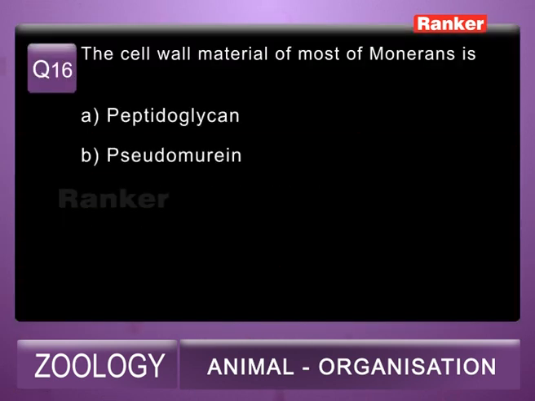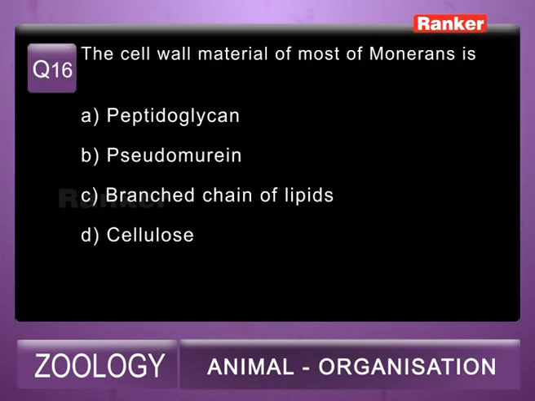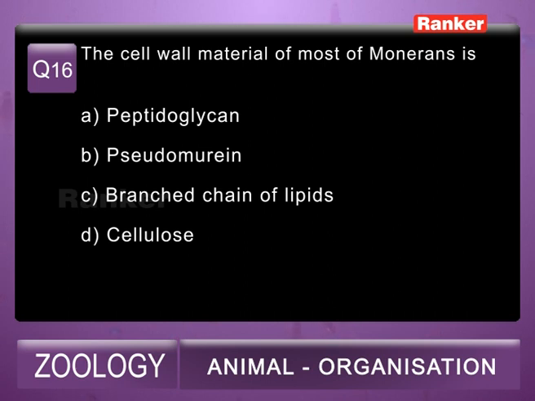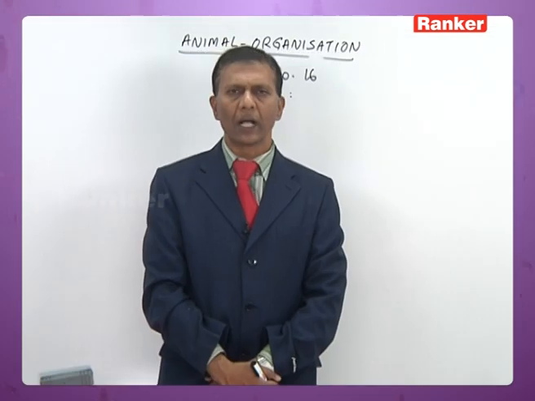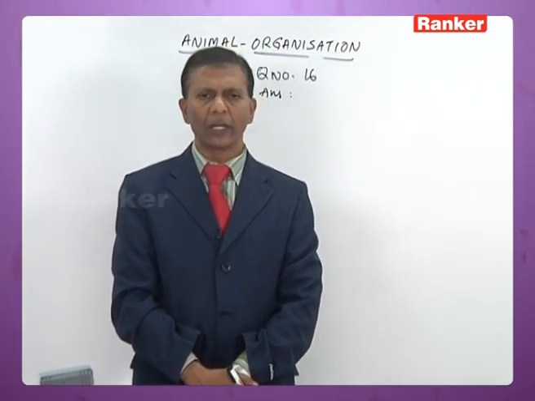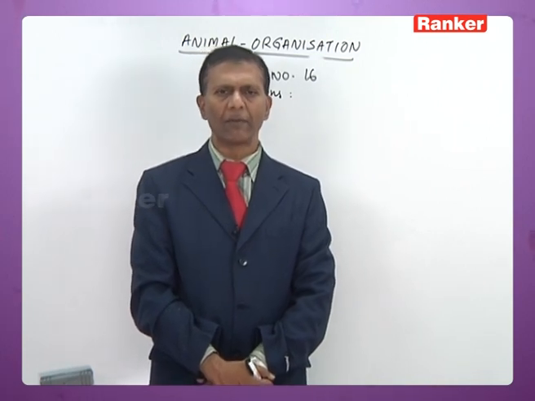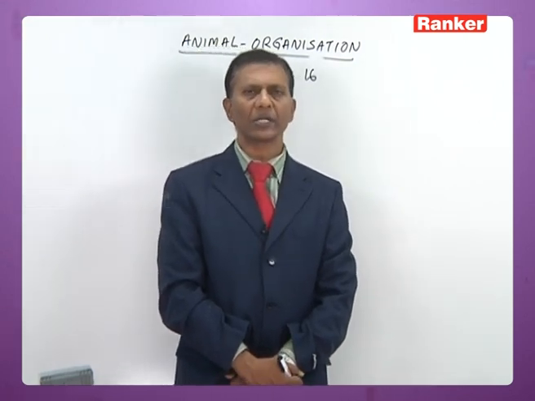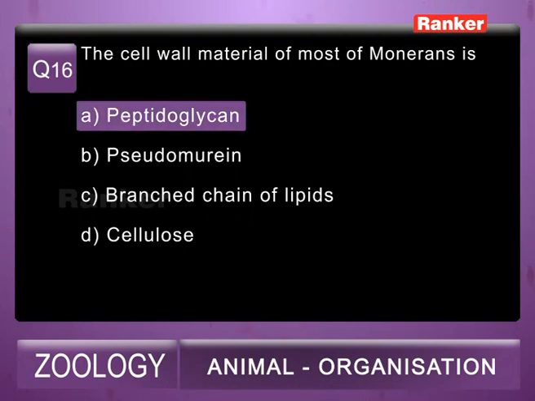Now 16th question here now. The cell wall material of most of the monerans is A. Peptidoglycan, B. Pseudomurin, C. Branched chain of lipids, D. Cellulose. Now peptidoglycan is the basic component of the cell wall of the bacteria. So among these options, the correct answer is peptidoglycan. So 16th question correct answer is A.